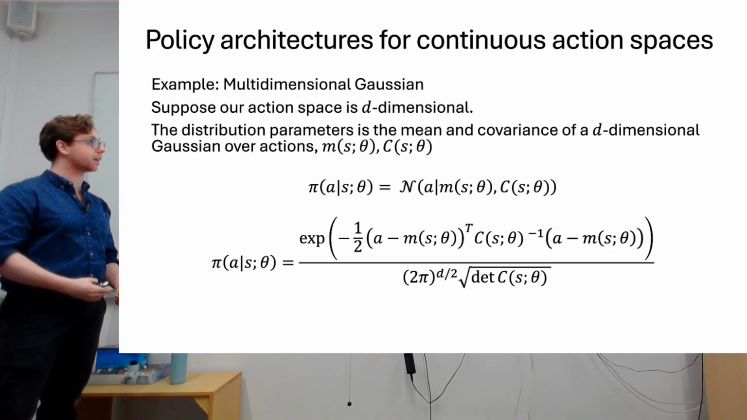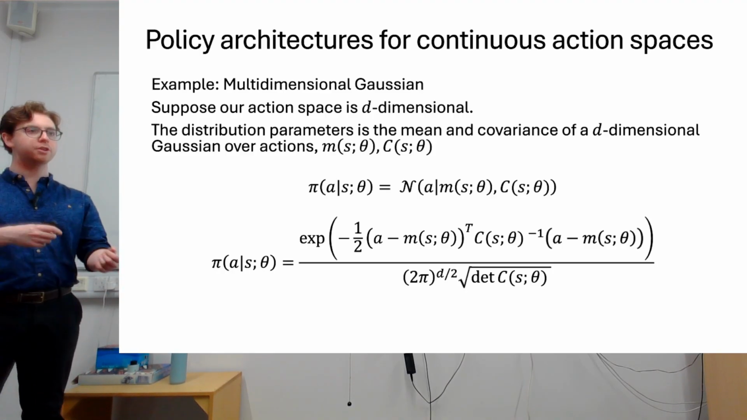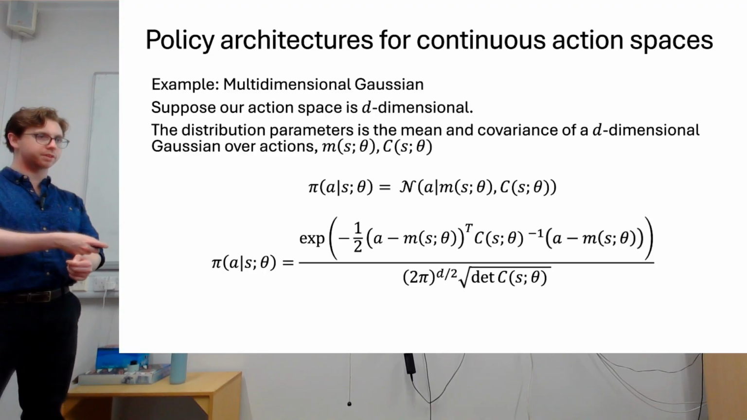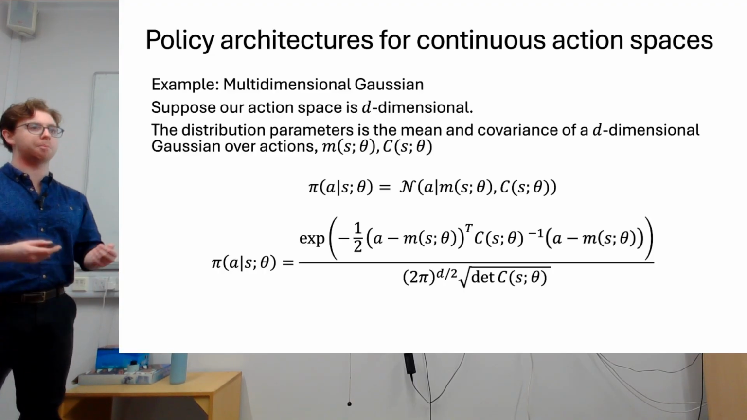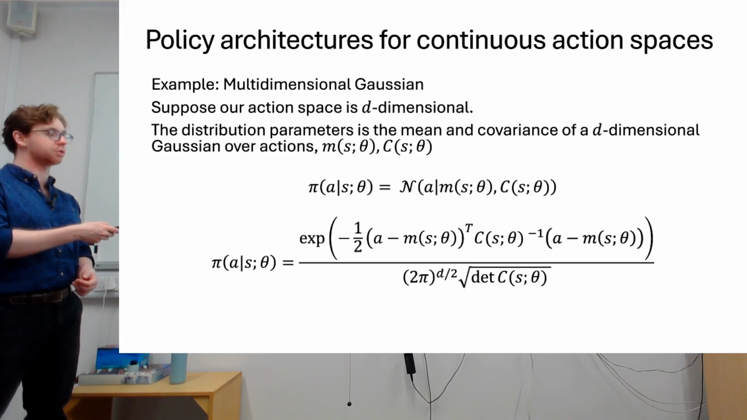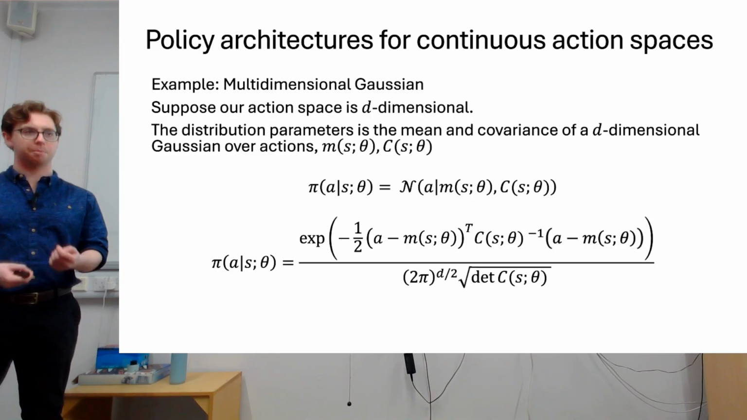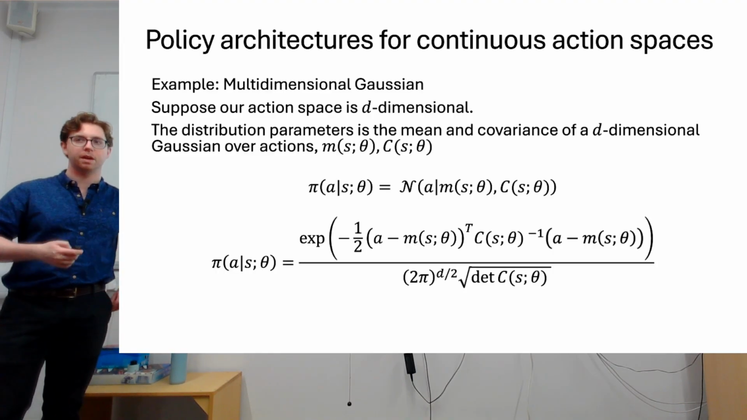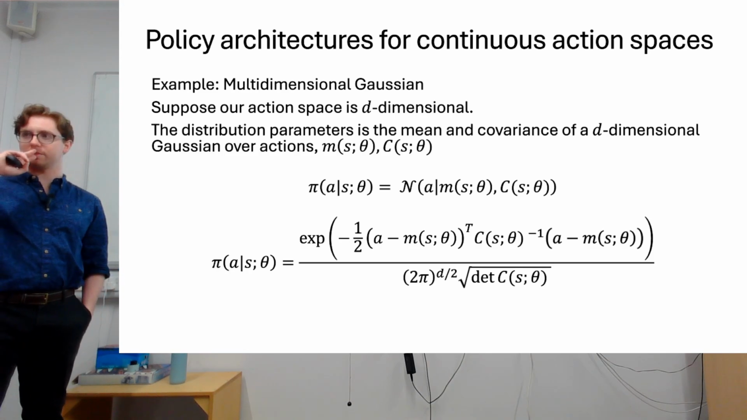And if you're outputting moments of a distribution instead, then provided you can map from those moments to the distribution, you're just secretly outputting distribution parameters. Right? You're just parameterizing the distribution in a different way. Yeah. Any more questions before we move on?